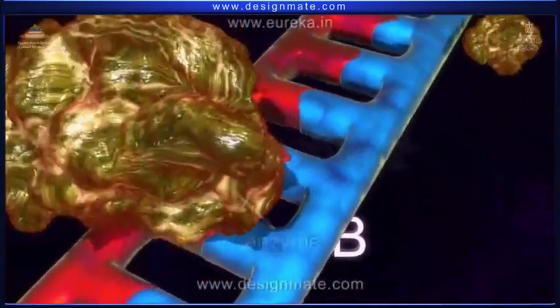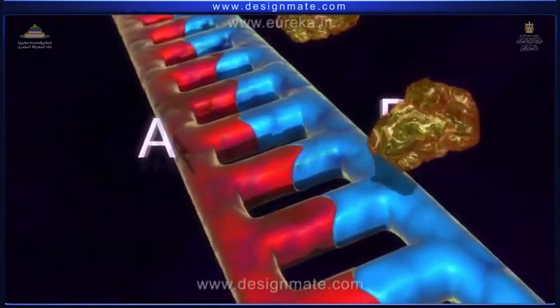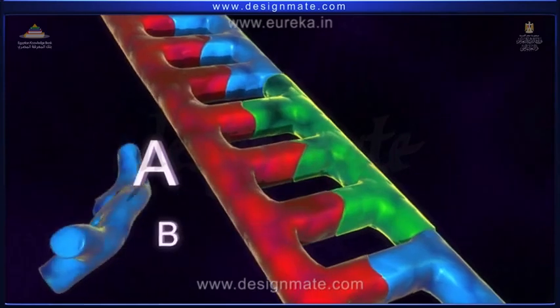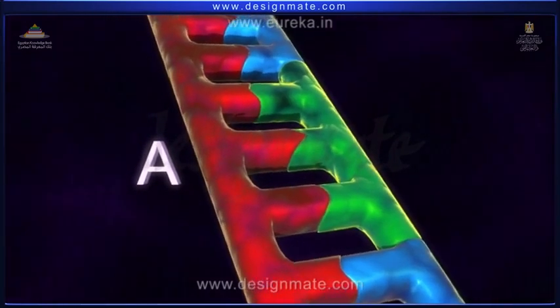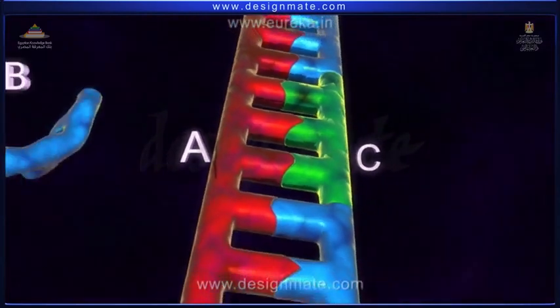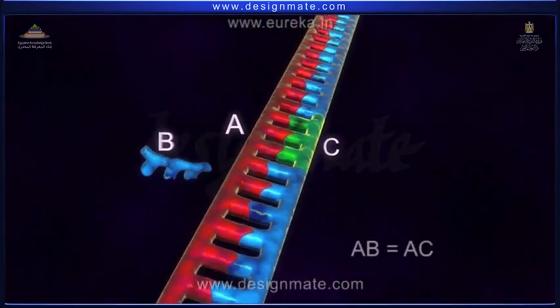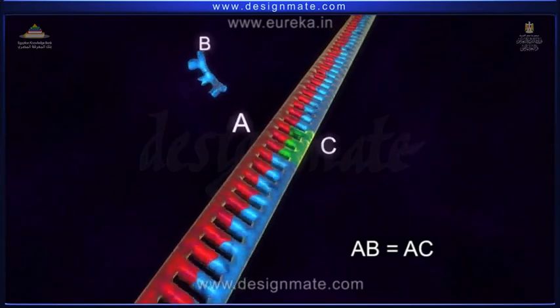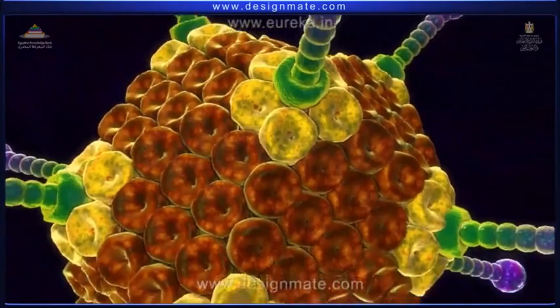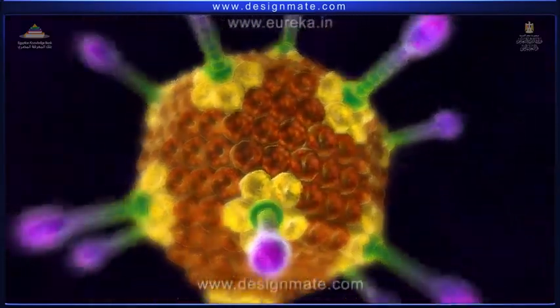A restriction enzyme lying in the nucleus cuts gene B at 2 points and replaces it with a desired gene which encodes the formation of ADA. Let us mark it as C. So the genetic constituent of virus changes from AB to AC. This recombinant DNA is again incorporated into the viral capsule.